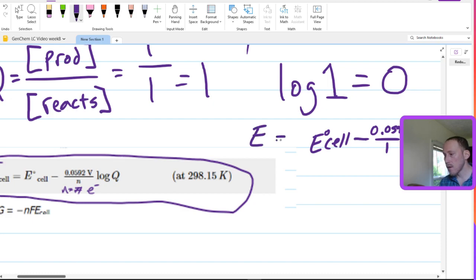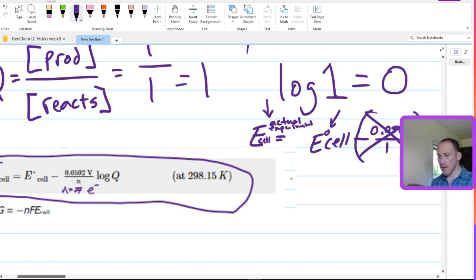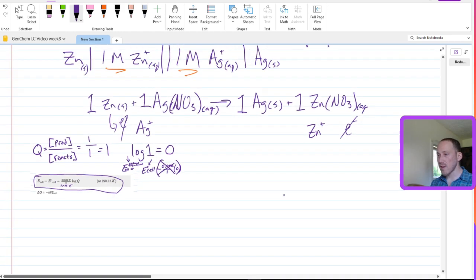The reduction potential, and look, this is the point. It's not standard there. It is standard here. It's not standard here. This is the actual. This is the experimental. It's not necessarily standard. And it's going to equal E cell minus 0. That's all 0.